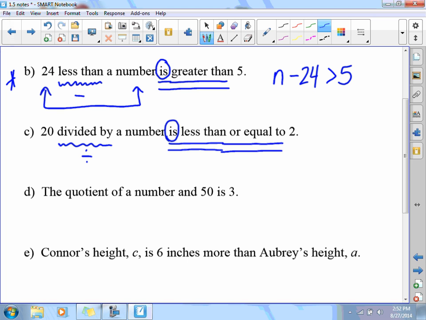So 20 divided by a number. Now you can write it like a fraction, or you can write it with a little divide symbol. Either way, it's completely accurate. Is less than or equal to. So now I need my less than or equal to symbol. So you need that little line under the less than, 2.